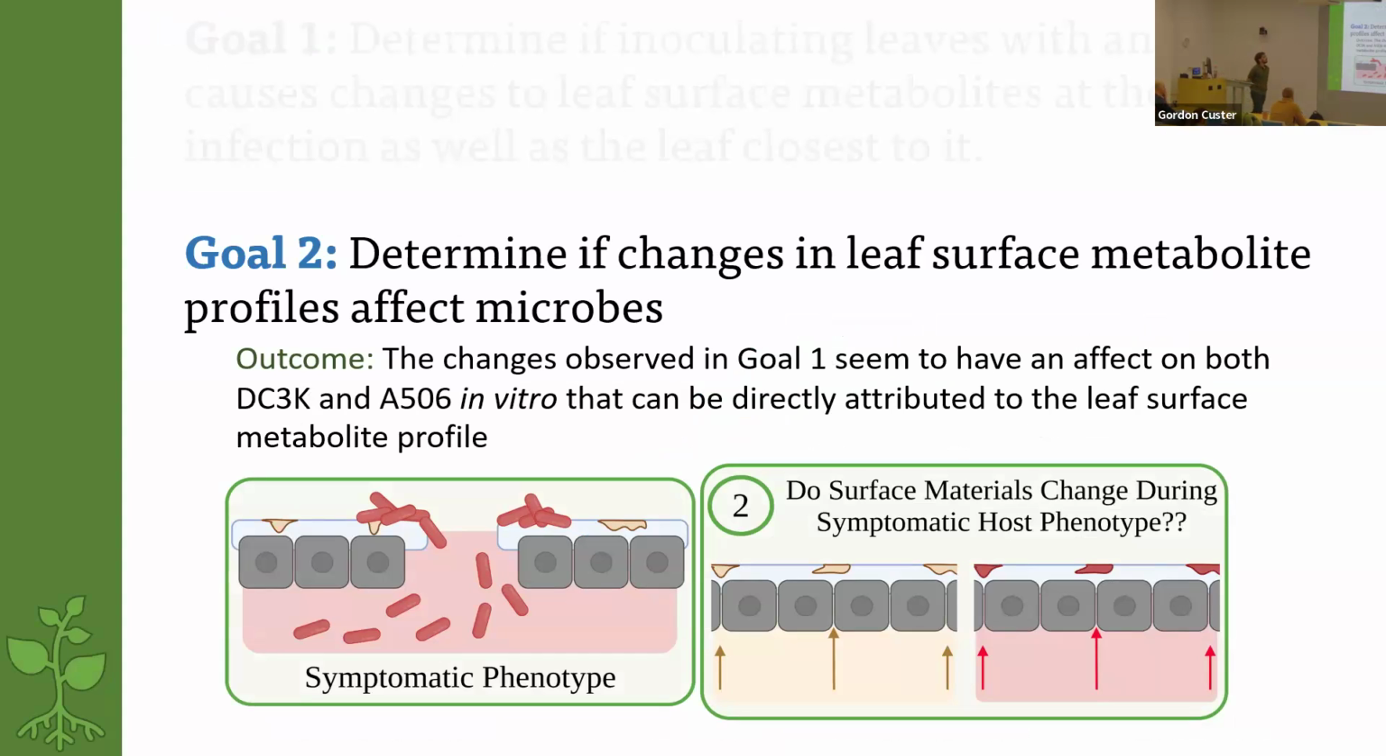And so in determining whether these changes in leaf surface metabolite profiles affect microbes, we can say with some certainty that the changes we observed in goal 1 seem to have an effect on both DC3K and A506 in vitro, and these can be attributed to the leaf surface metabolite profiles.